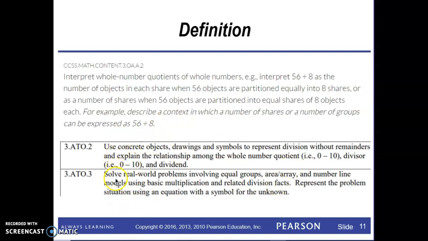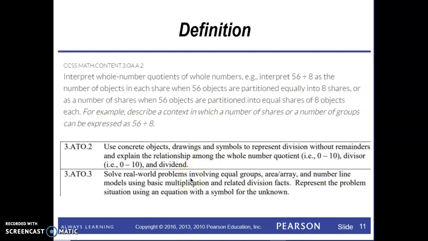Just like multiplication in our standards begins in third grade, division in our standards begins in third grade as well. And so we're going to be looking at the multiplication tables and then the division facts that relate to those. And if you notice in the part about the word problems, we have equal groups, area array, and number line, and we're looking at that with multiplication. That's what we looked at before, but also related division facts. So that's where we're going to be looking for the opposite of what we did here.